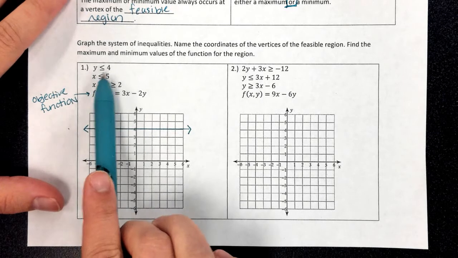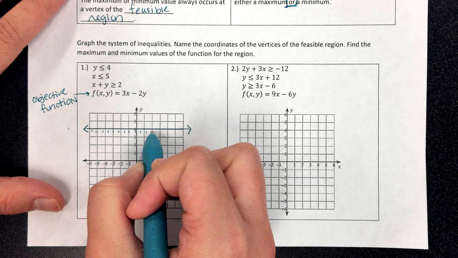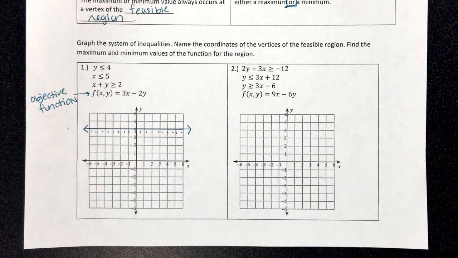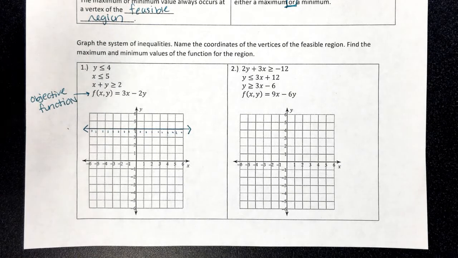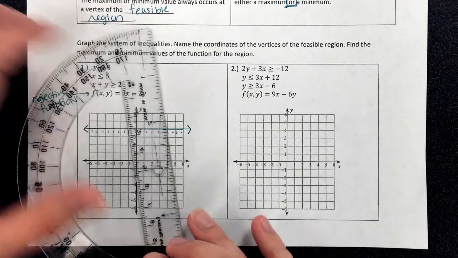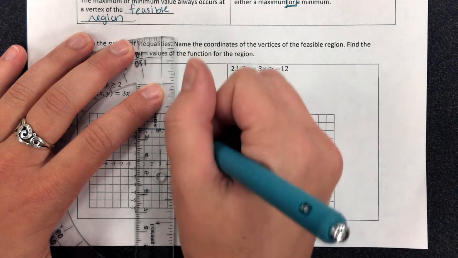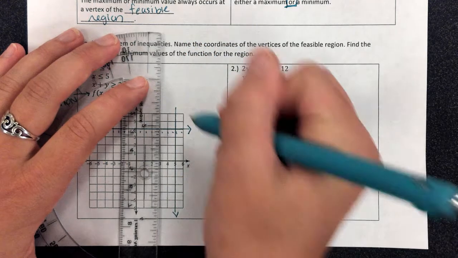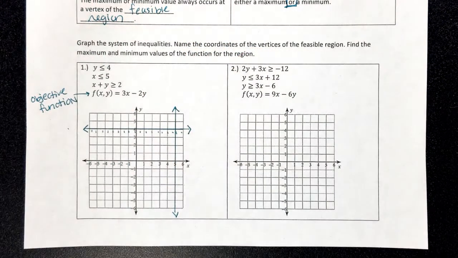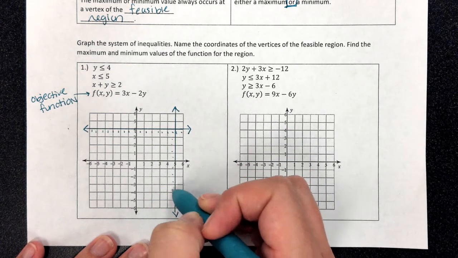So if y is less than or equal to 4, I know that it's going to be down here. But I'm not going to shade the whole area. I just know it has to be below there. Okay? X is less than or equal to 5. So at 5 on my x-axis, less than shades to the left. Left and lower. So I know that it'll shade to the left because it's less than.